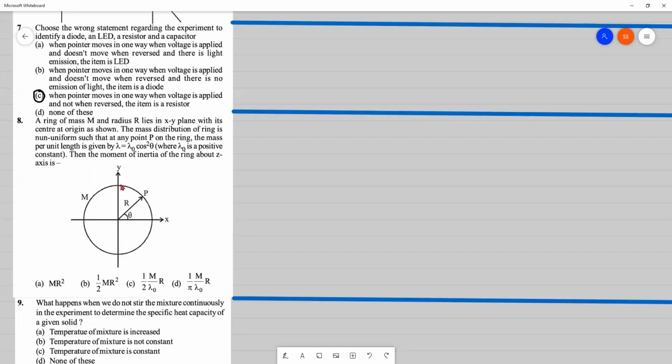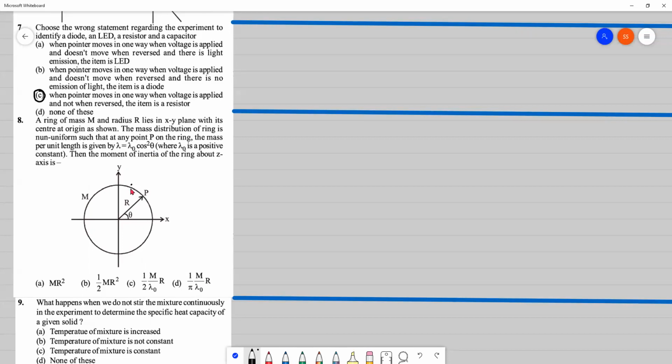M r squared, because if you take a small part dm1 and this part dm2, the moment of inertia of this part is going to be dm1 times r square and this is going to be dm2 times r square. When you add all the dm1, dm2, dm3, it will give you the entire mass. So the answer is going to be this one.